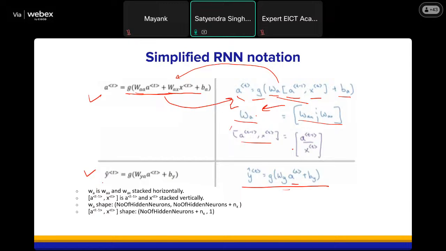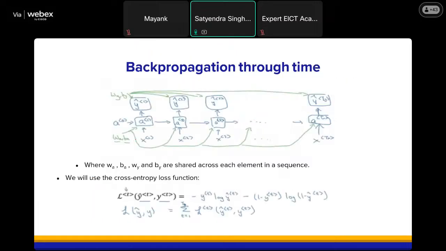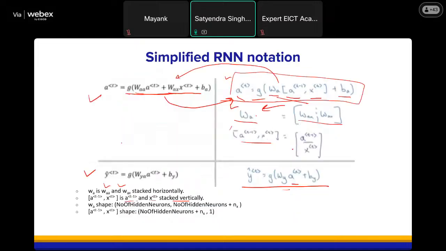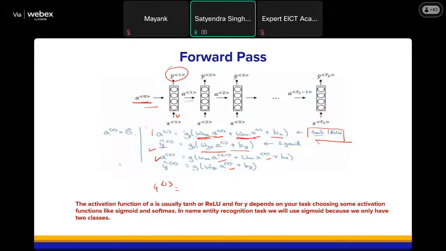So W_A is nothing but W_AX and W_AA stacked horizontally, where these two are stacked vertically. Right. So this is the most simplified version, and this is basically the idea of RNN. Each time you calculate the context and get the output, and you pass it to another layer, another RNN unit, which not only takes the current input but also the context from the previous layer.